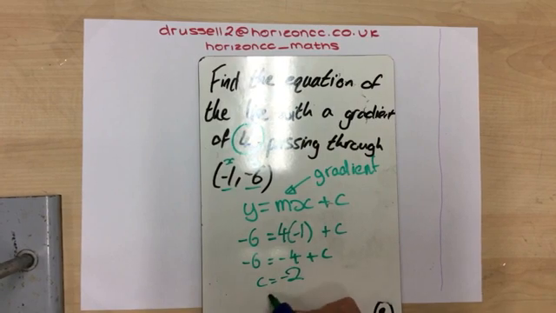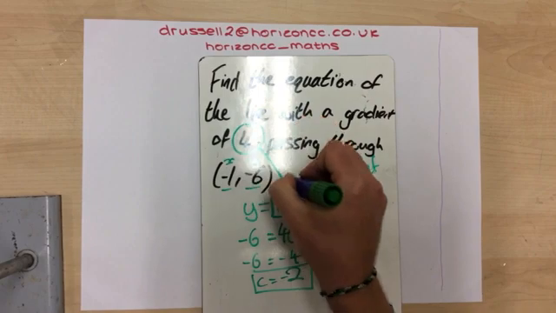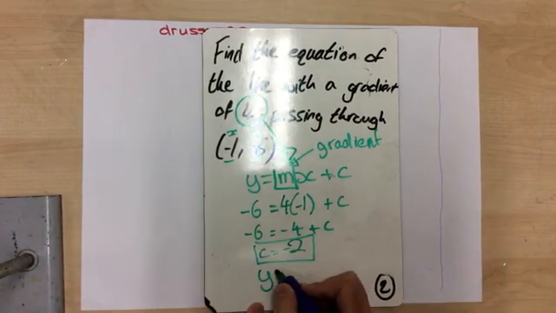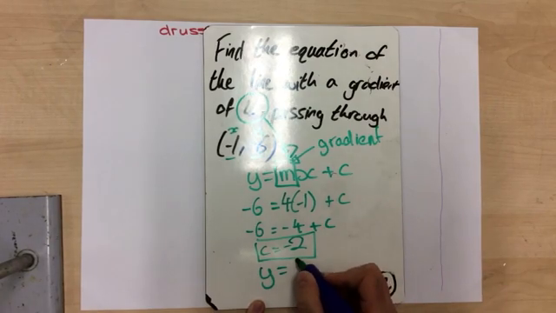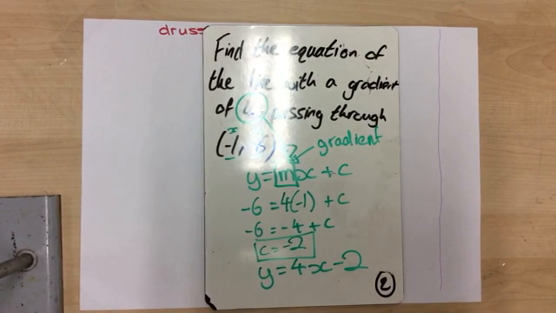So now that I've got that, I've got my c, my m is here and here. So I can replace those. I can say y equals, I'm just making sure I'm still on the screen, y equals 4x subtract 2. There we go with that one.